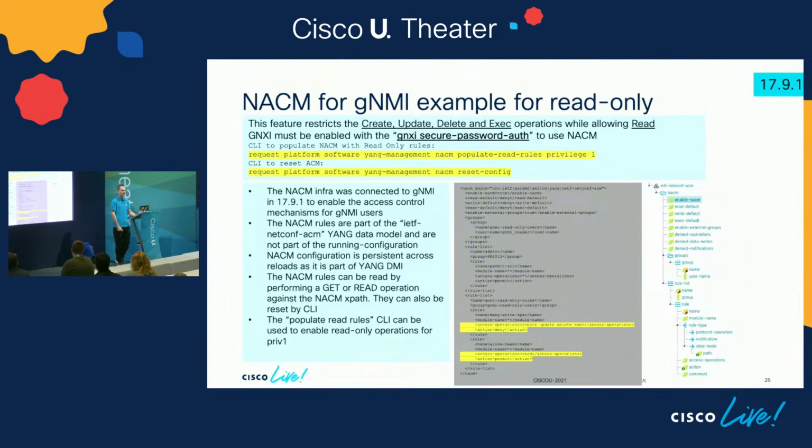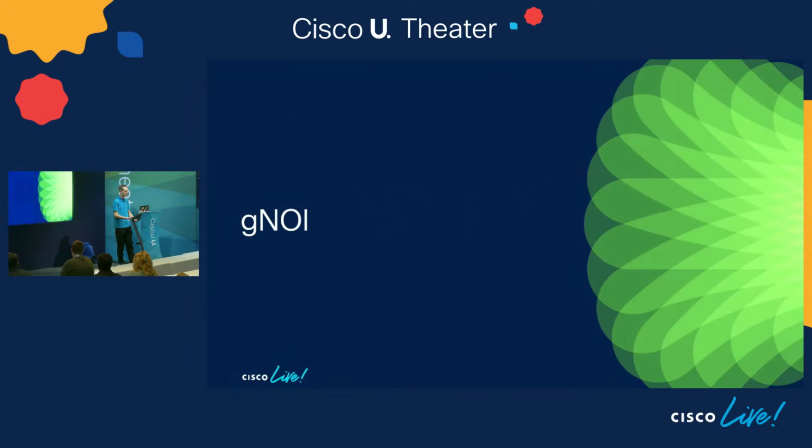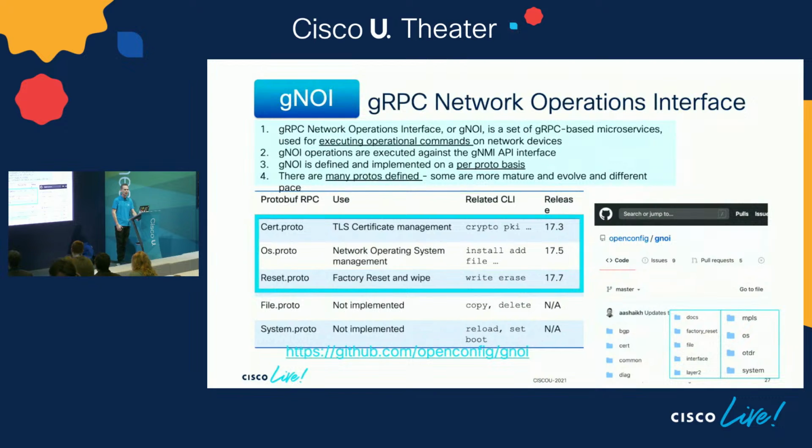What does that actually look like, the network access control module? I put an excerpt of the RPC that we actually send to the device to configure the access control mechanism. So I've mentioned gNOI. gNOI is the gRPC network operations interface. There's a bunch of network operations defined, about 20 in the consortium. However, in IOS XE, we've implemented just 3 of these.